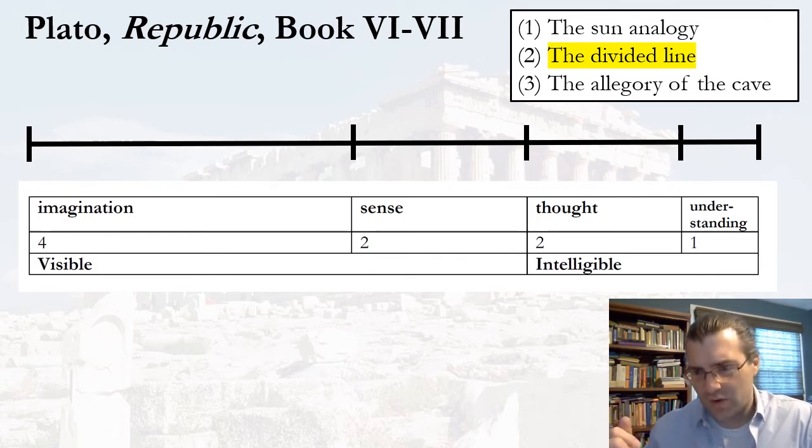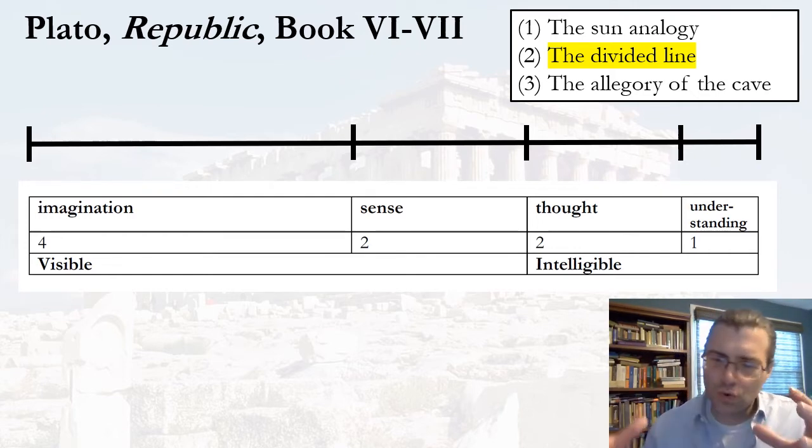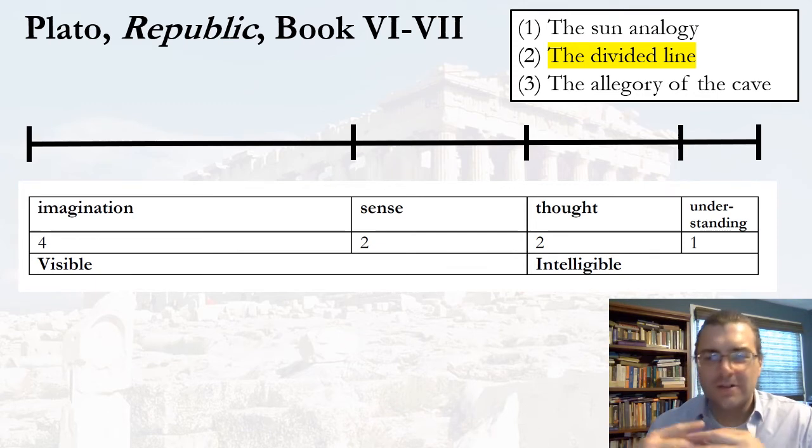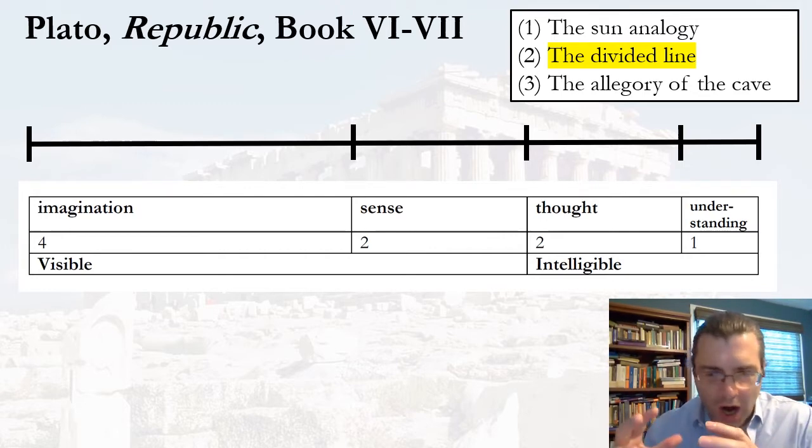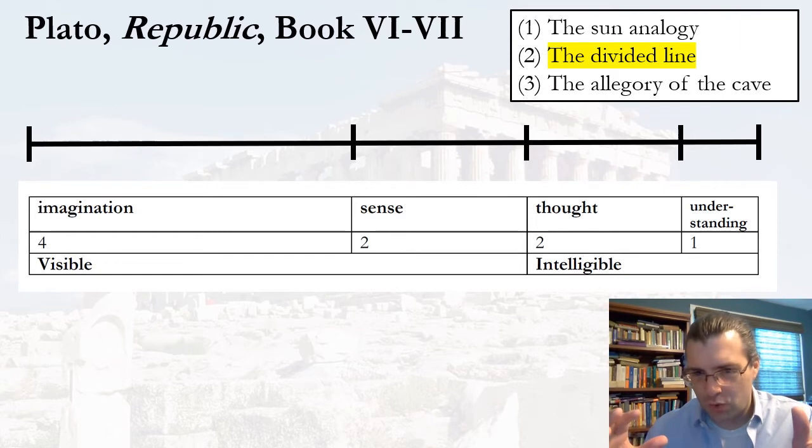In the next portion, the sense portion, we have actual substantive objects like an individual horse or an individual person or a rock and so on. So if a rock makes a shadow when the sun hits it, the shadow is part of the imagination portion, but the rock is part of the sense portion.